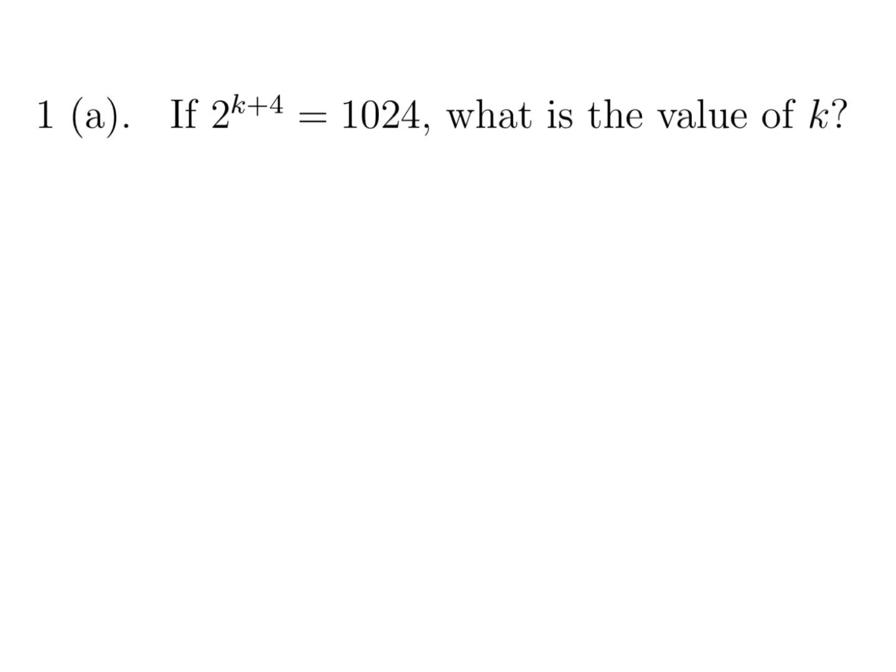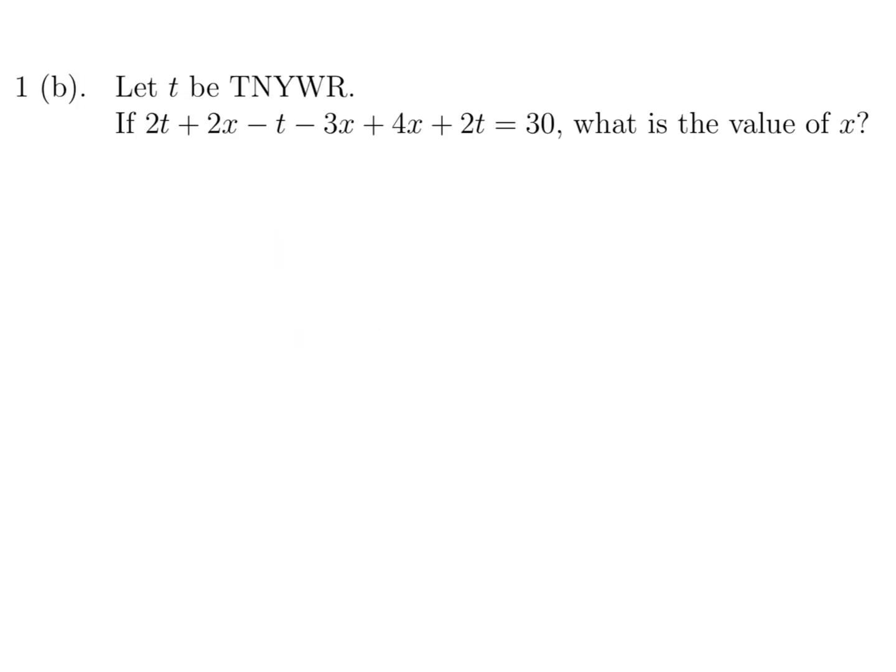If 2 to the power of k plus 4 is 1024, what is the value of k? All right. Well, the first thing I want to do is convert that 1024 to a power of 2, and I believe that's 2 to the power of 10. So then that just becomes k plus 4 is 10, and very quickly you can figure out that k is equal to 6. T is the answer to the previous question, so that means t is 6.